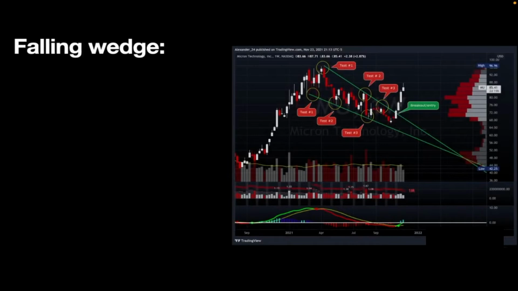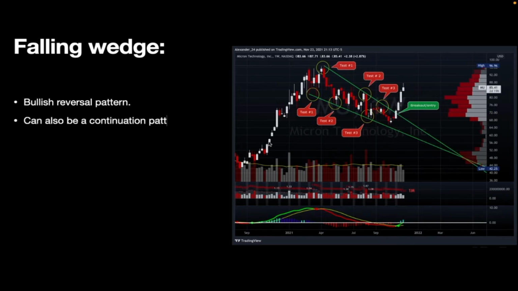And for our first pattern here, we have a falling wedge. So a falling wedge is a bullish reversal pattern, especially for this specific setup. We can see that we went into some consolidation since early 2021 all the way to September. So that's about 9 months of consolidation.